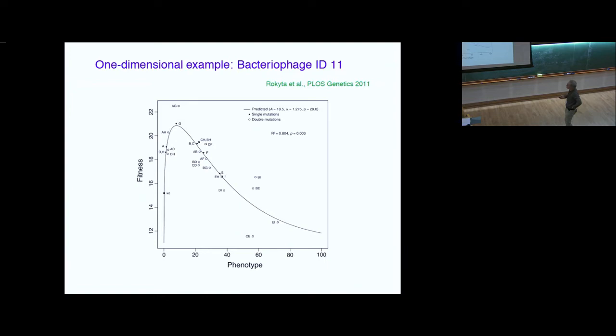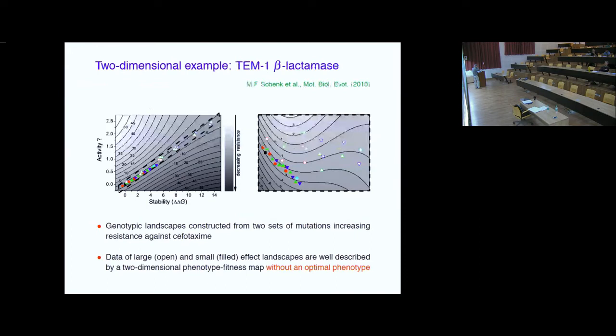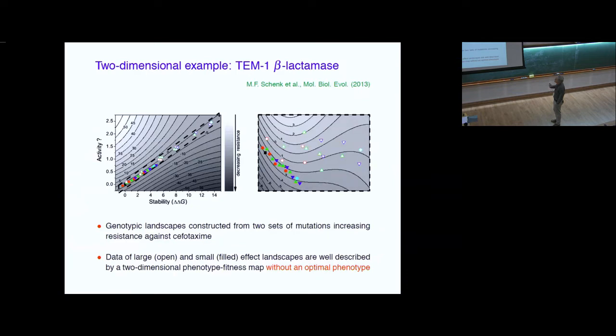And we did something similar for the system that I explained to you yesterday, this beta-lactamase landscape. So yesterday we discussed this experiment where we chose two sets of four mutations each, one set with small effects, one set with large effects, and built the landscapes out of those. And so we tried to parameterize this landscape, again, using a two-dimensional phenotype. We first tried a one-dimensional phenotype. This didn't work, so we did a two-dimensional phenotype.